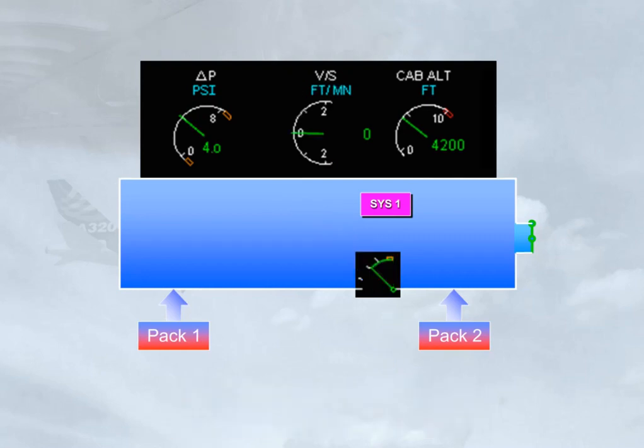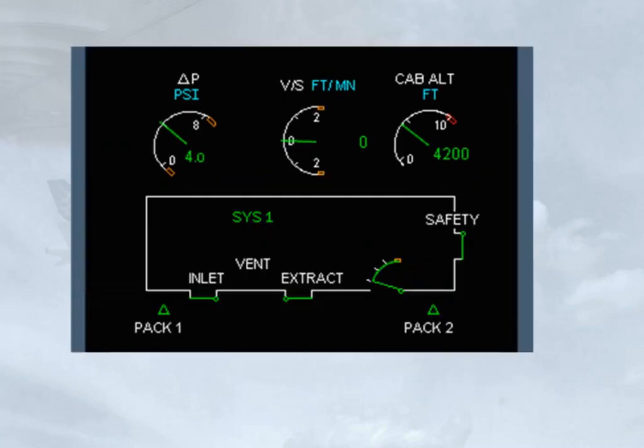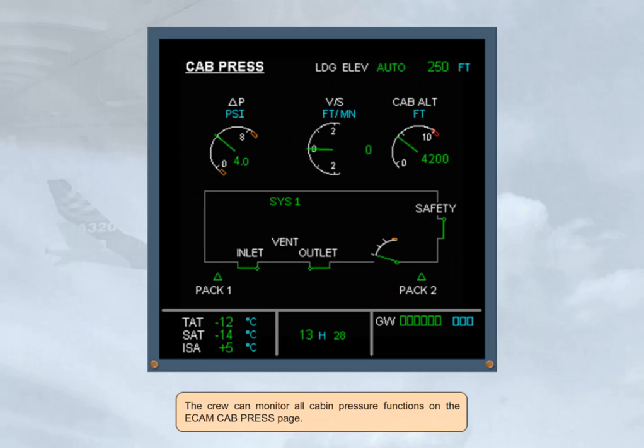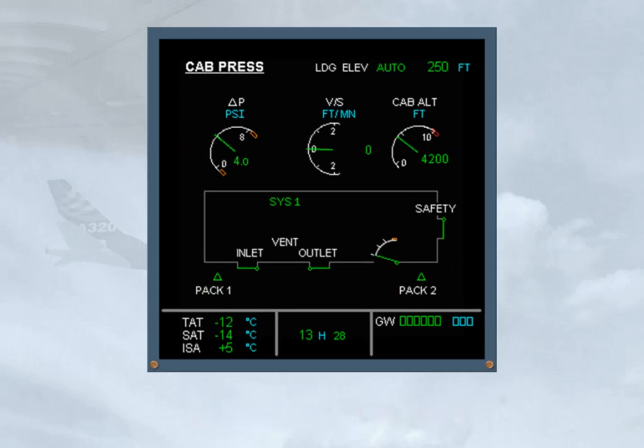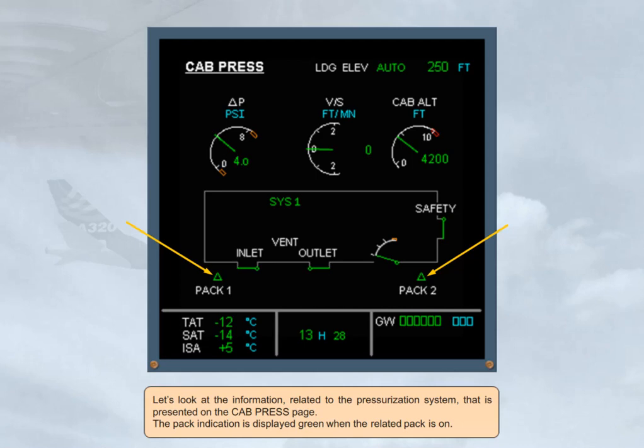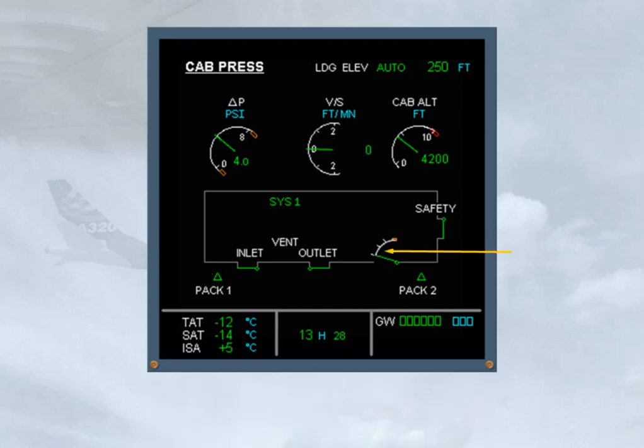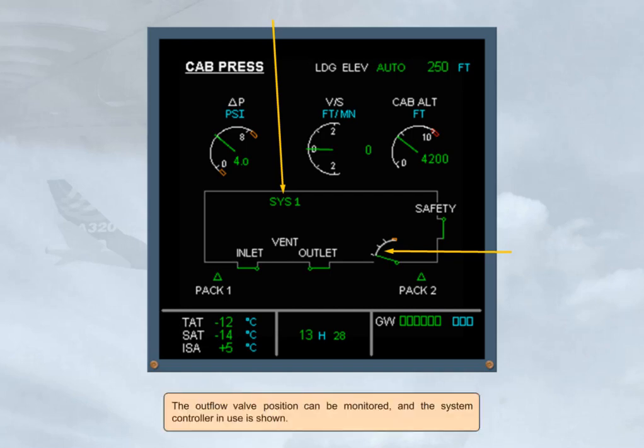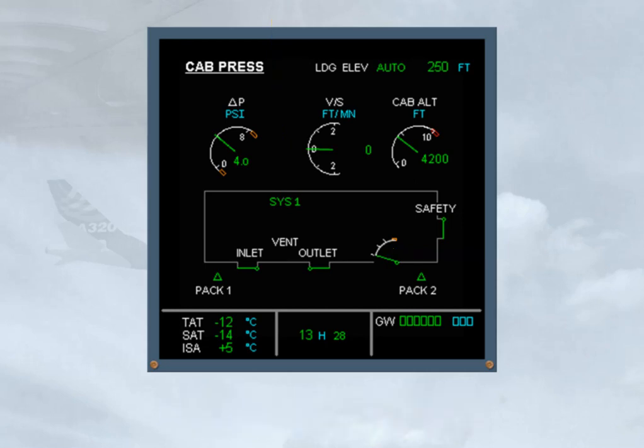The crew can monitor all cabin pressure functions on the ECAM cabin pressure page. Let's look at the information related to the pressurization system that is presented on the CAB PRESS page. The pack indication is displayed green when the related pack is on. The outflow valve position can be monitored, and the system controller in use is shown. There is a single indication for the safety valves. We will look at how this indication changes later in the module.